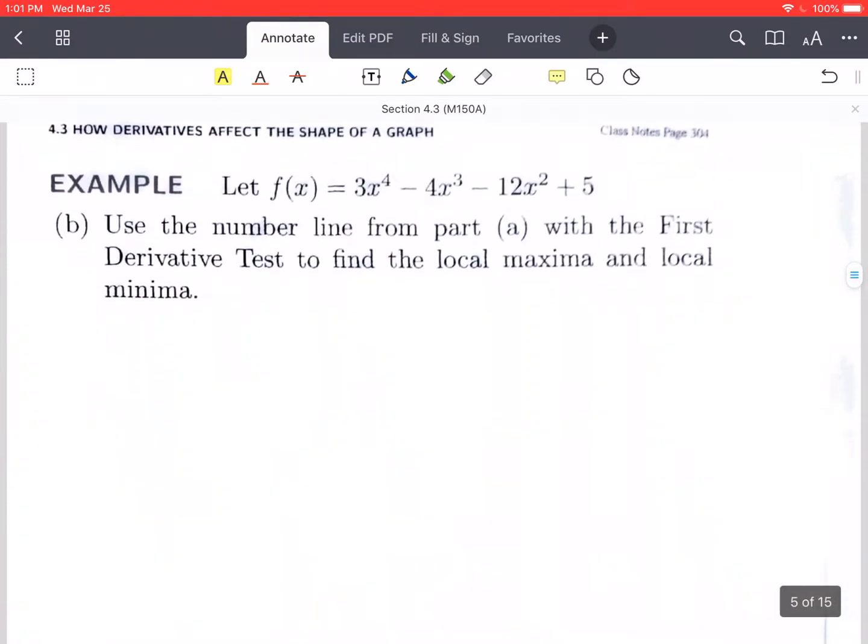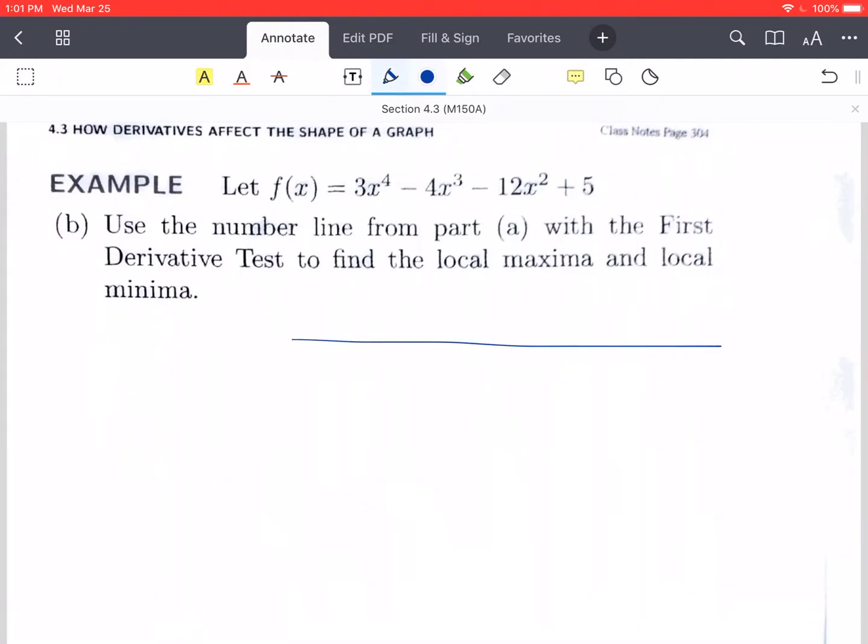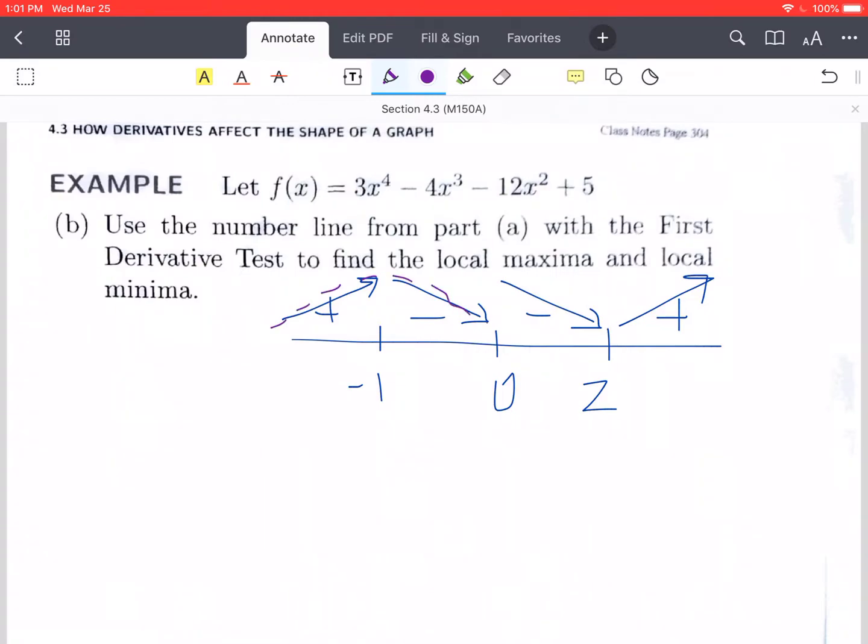So let's look at the same example. Use that number line that we created. So we have negative 1, 0, 2. We have plus, minus, minus, plus. So increasing, decreasing, decreasing, increasing. This is why I like drawing the arrows on here, because you can see pretty quickly the shape of this graph is going like this, still decreasing here, but then switches to increasing. So you can identify a little bit faster where the max and min values are.